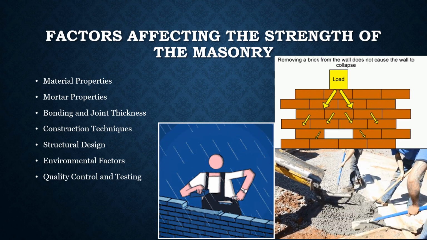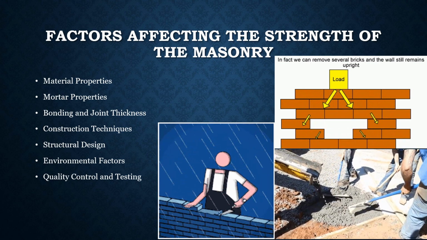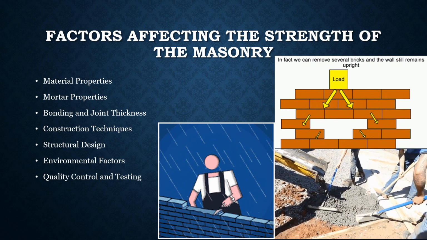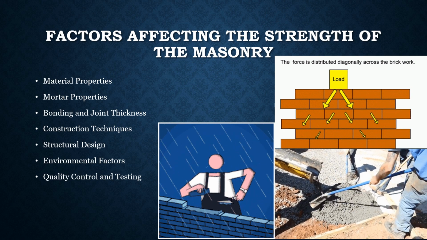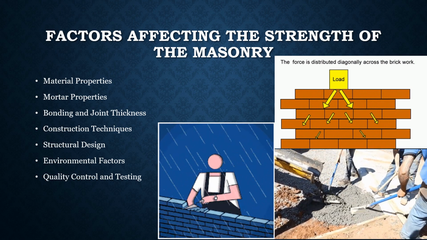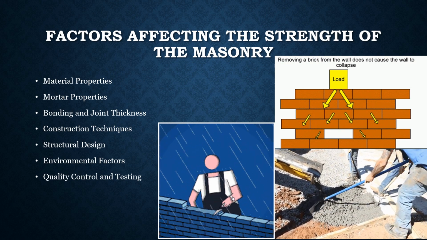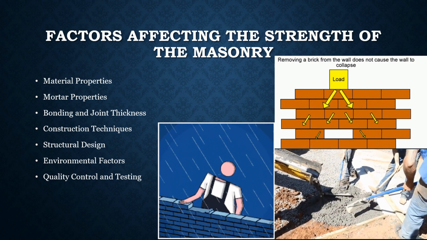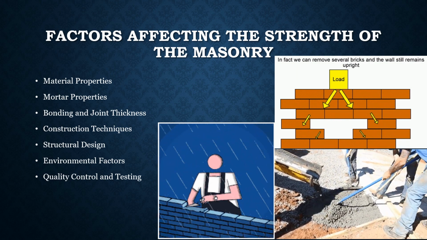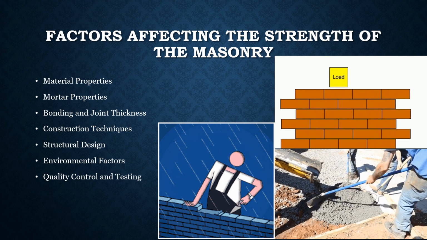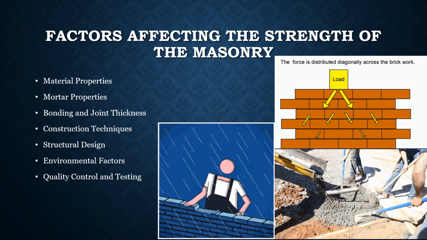Adequate bonding ensures the load transfer and uniform distribution of the stresses. Next is construction techniques. Proper construction techniques and workmanship are vital for achieving strong masonry. Factors such as proper alignment, leveling, plumbness, and joint filling techniques impact the overall strength and stability of the masonry structure. Next is structural design. The structural design of the masonry, including the layout, dimensions, and reinforcements, influences its strength.